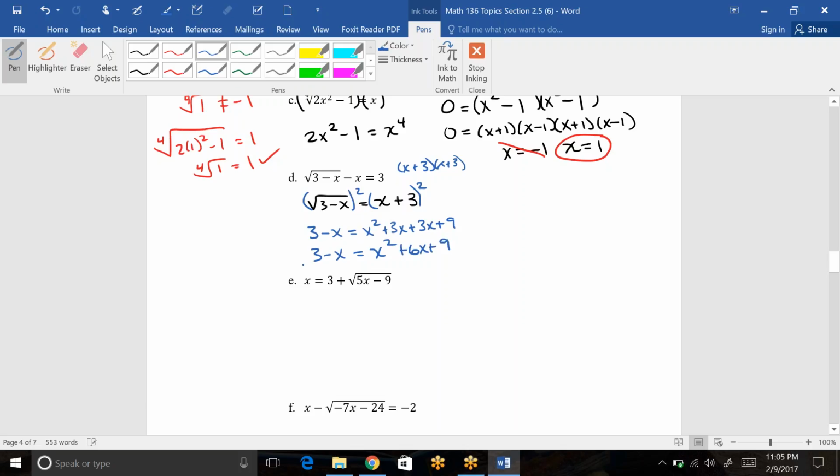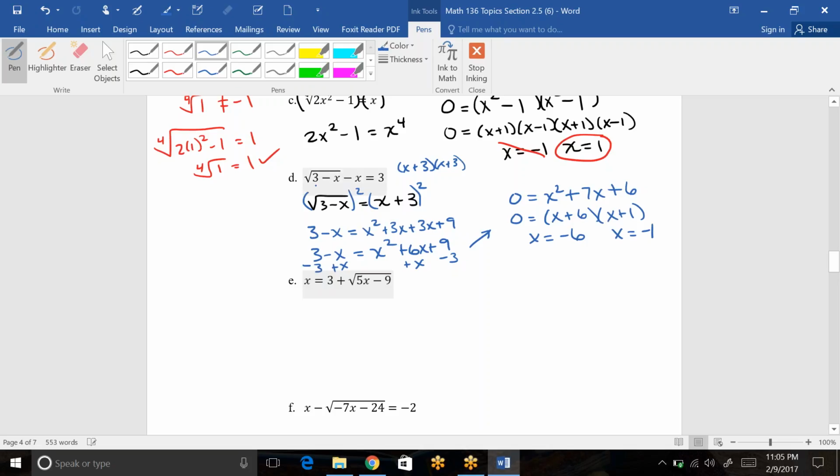And then move everything over to be together. So minus 3 and plus x. So I'm getting 0 equals x squared plus 7x plus 6. You should see if it factors. It does. It would be a positive 6 and a positive 1. That multiplies to 6 and adds to 7. So my possible solutions are negative 6 and negative 1.